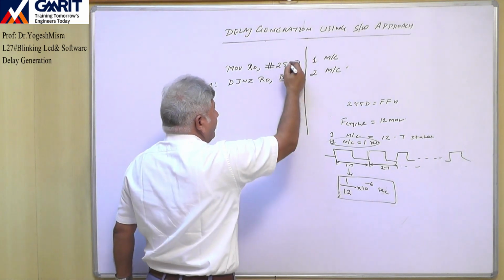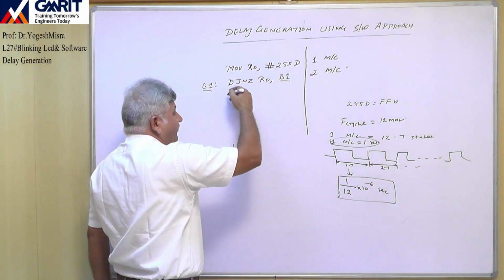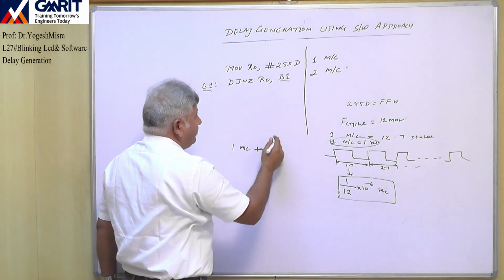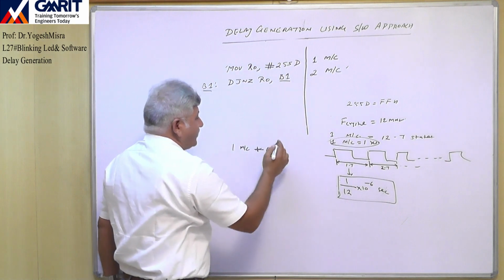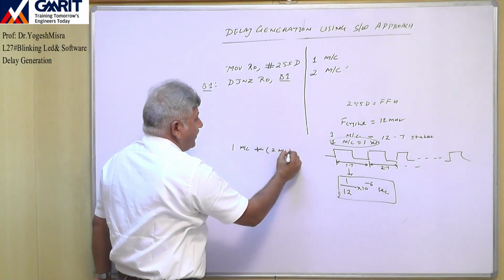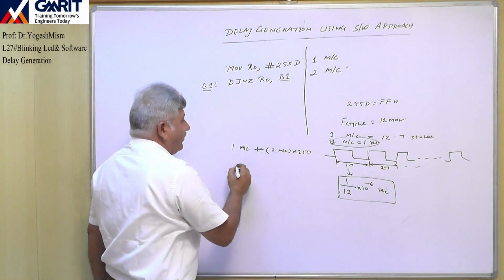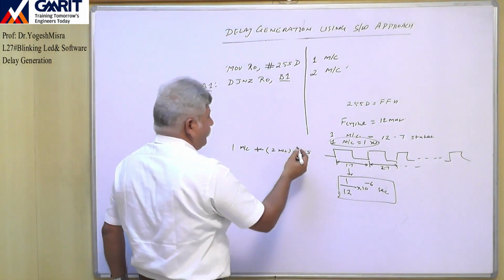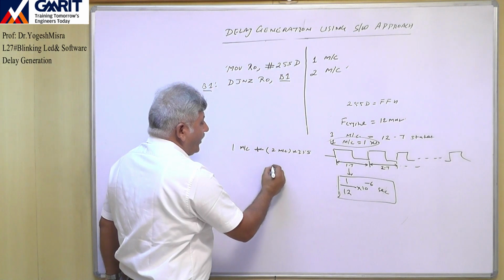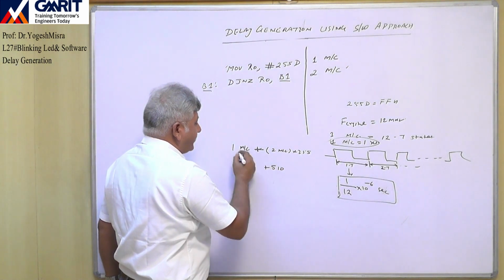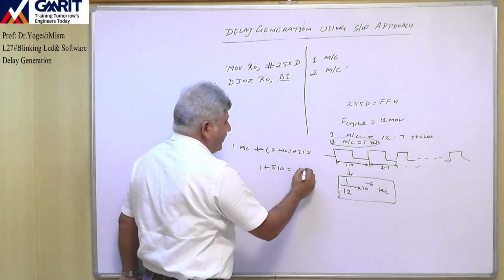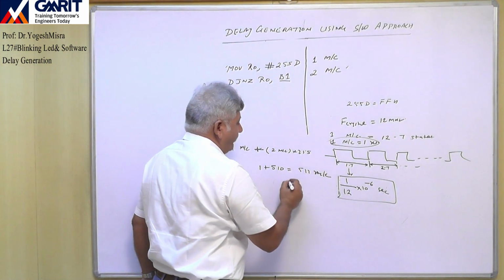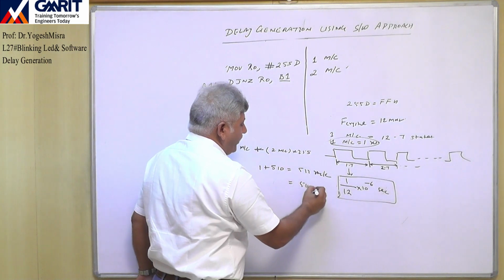Now suppose we are having 255. So this instruction will execute 255 times, and for each execution it requires 2 machine cycles. So 2 machine cycles multiplied by 255 is 510, plus this 1. So this is 511 machine cycles, which is equal to 511 microseconds.